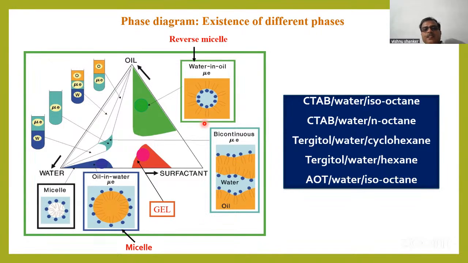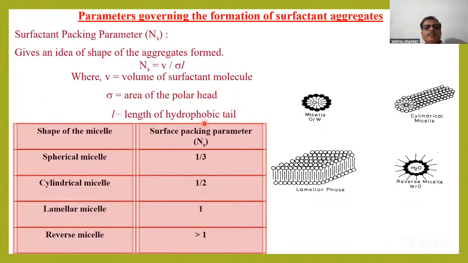So you can get water in oil, or oil in water, or the bicontinuous phase, or you can get gelation. All of that depends on your phase diagram, and you can identify it. Yeah, so I was telling about what type of surfactant you can choose and what structure you will get. You can find that from the surfactant packing parameter, which gives an idea of what kind of structure you will get. The surfactant packing parameter is related to the volume, area, and length of the hydrophobic tail.